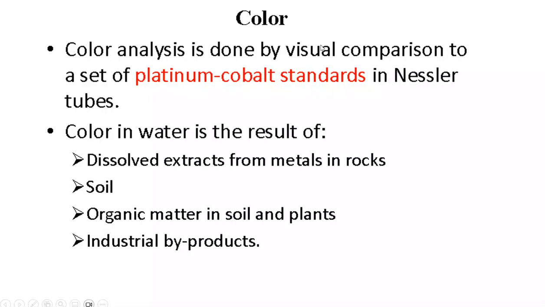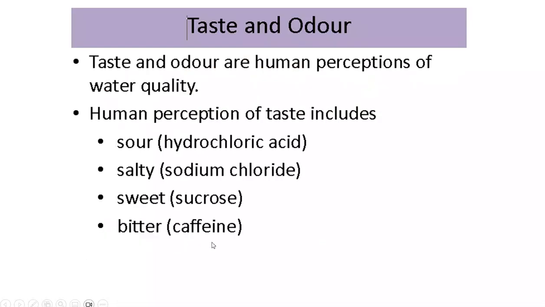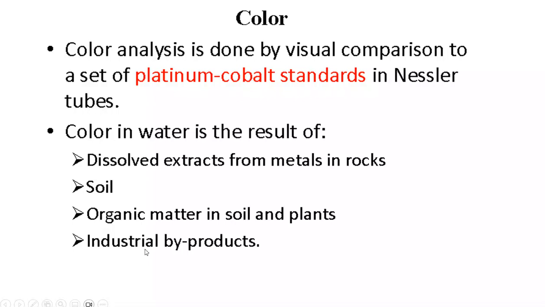Color analysis is done by visual comparison to a set of platinum cobalt standards in Nessler tubes. Color in water is the result of dissolved extract from metal in rocks, soil, organic matter in soil and plants, and industry and industrial byproducts.